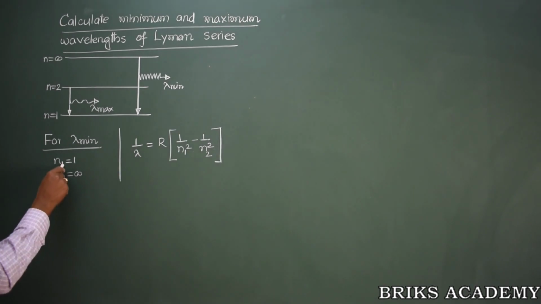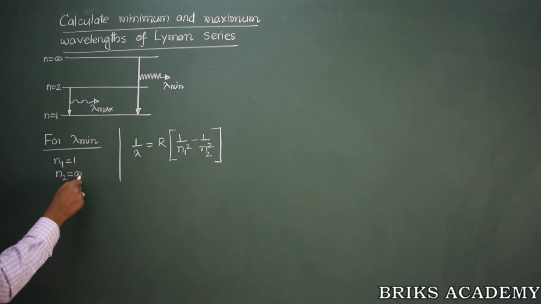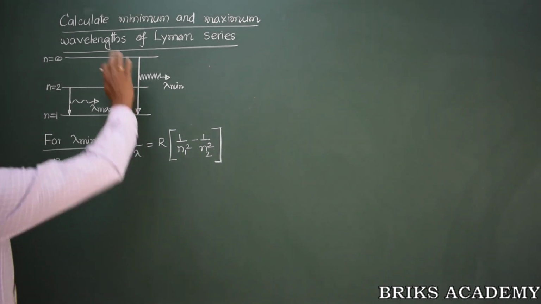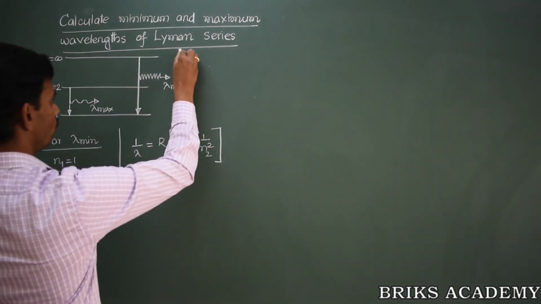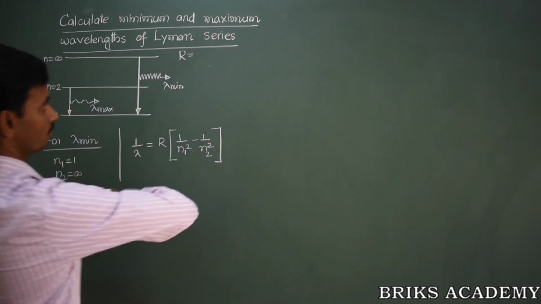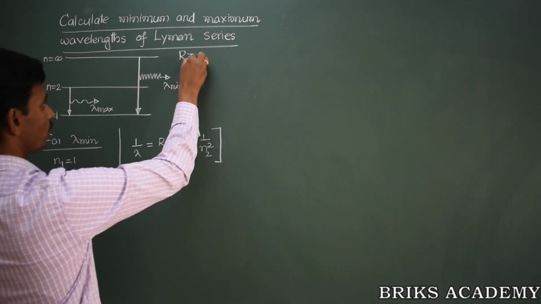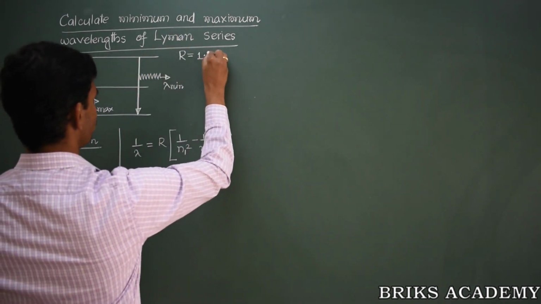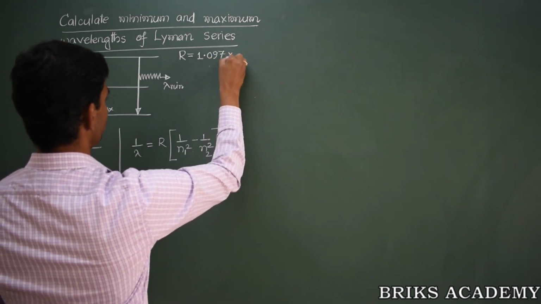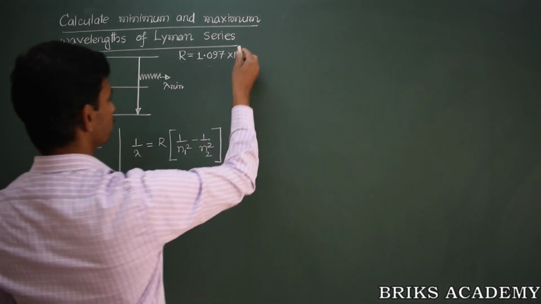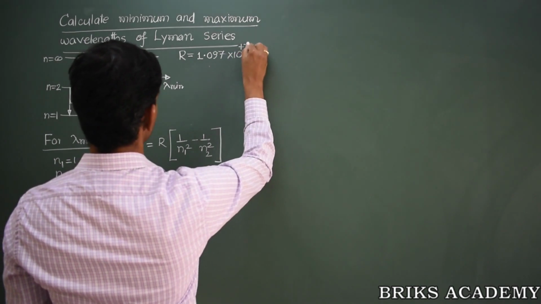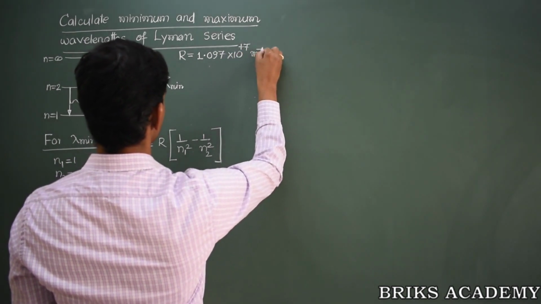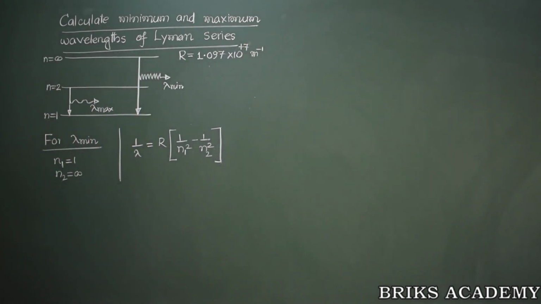So for minimum wavelength, n1 is equal to 1 and n2 is equal to infinity. We will substitute here. In this kind of problems, note that you will be given the Rydberg constant. You can memorize it, you can know it, but still they will give you a Rydberg constant. The Rydberg constant is 1.097 into 10 to the power of plus 7 per meter. It is not minus 7, it is plus 7 per meter. So we will substitute it here.